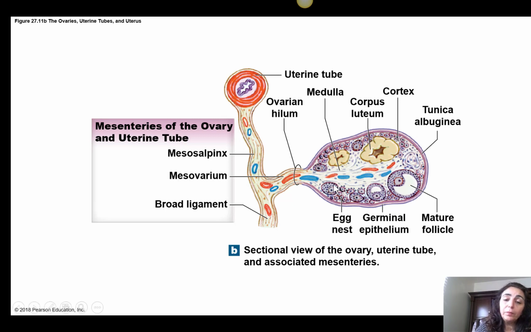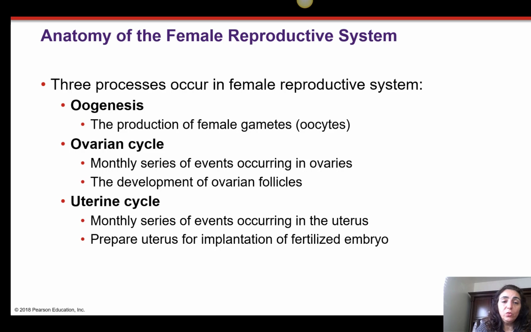Now looking at the section of the ovary, you see the tunica albuginea outside, and under that you have the stroma of the cortex that shows the different stages of development of the follicle. We're going to talk about all these follicles in detail, so don't be worried about it now. You will hear follicle, follicle for the whole chapter. So that was just the gross anatomy.